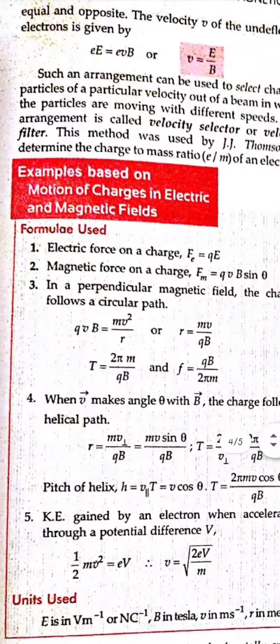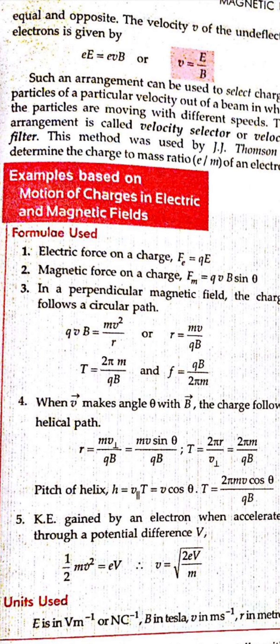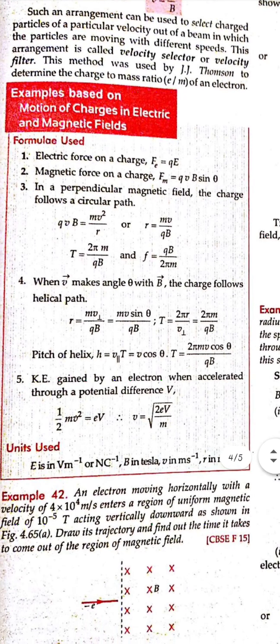Here are the formulas which we have seen: the electric force is given by qE, and the magnetic force is given by qvB sin theta. If the velocity is parallel to the field, then the magnetic force acting on the particle is minimum. If it is perpendicular, then sin 90 gives the maximum magnetic force. Whenever particles move in a circular path, a centripetal force acts towards the center, given by mv square by r, which equals the magnetic force, that is qvB equals mv square by r. From here the value of r will be mv upon qB.